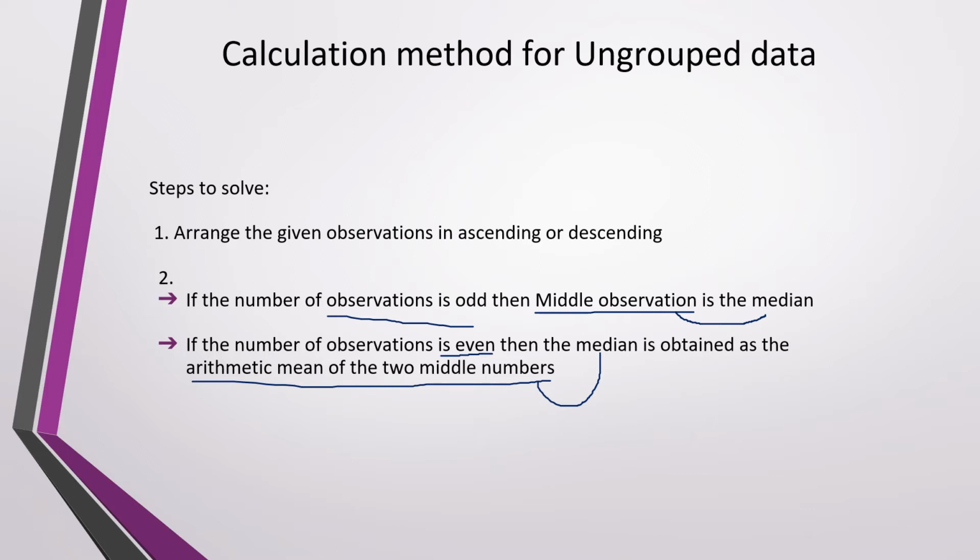Either the number of observations can be odd or even. If the number of observations is odd, then the middle number will become your median, and if the number of observations is even, then the arithmetic mean of the two middle numbers will become your median. Moving on to the example for the same.